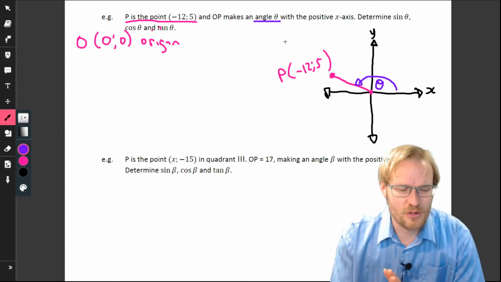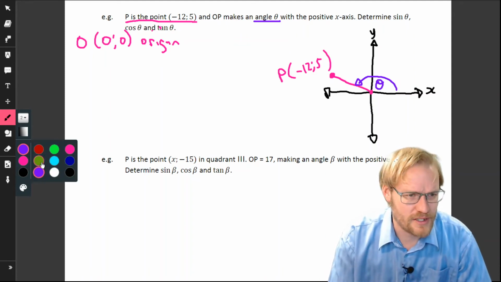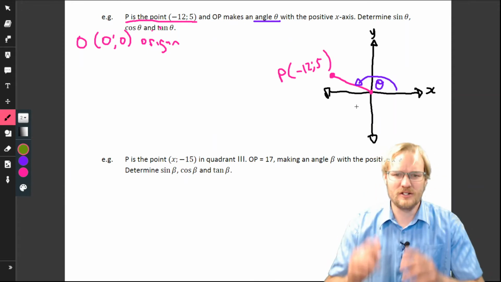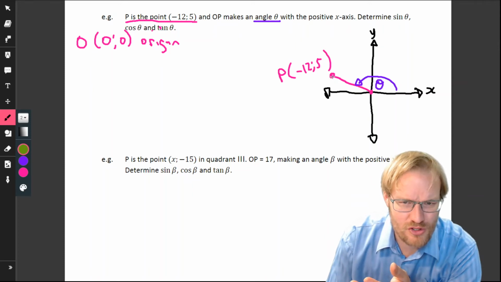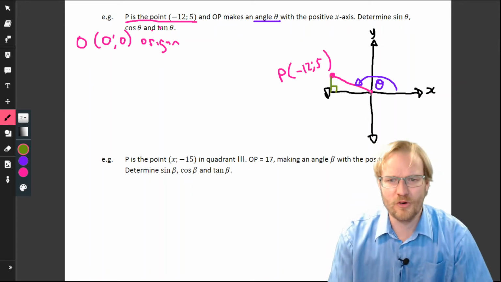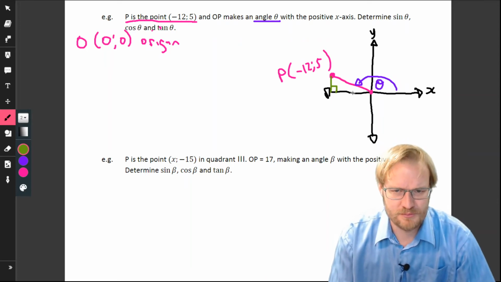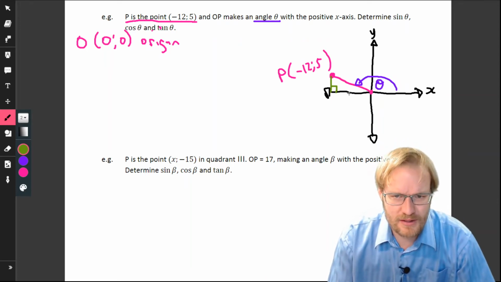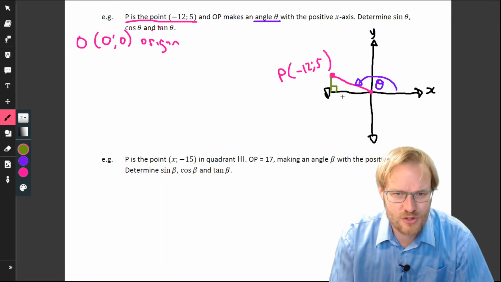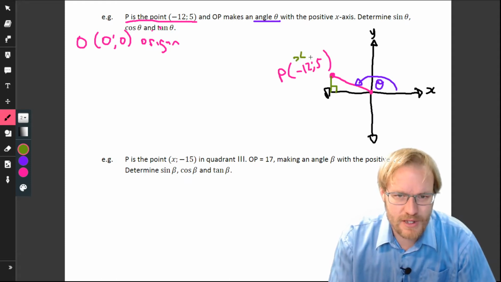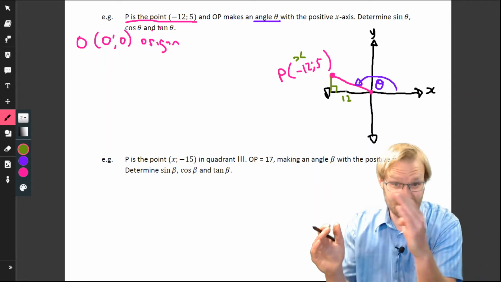Determine all our trig ratios that we know so far. Okay, so let's start going. We've got our diagram as a starting point. We dealt with triangles. Let's draw a triangle. So I'm going to drop down a perpendicular over here. So we've got a right angle triangle. This is our x value. How far left have we gone? We've gone left by 12. So our x value here is negative 12. This distance is 12, but it's negative 12.